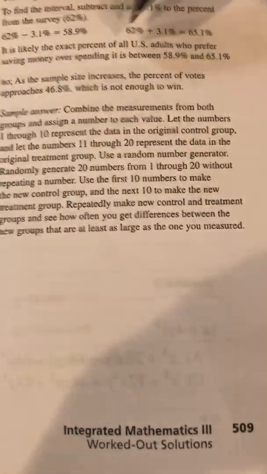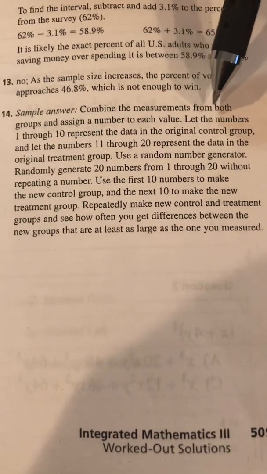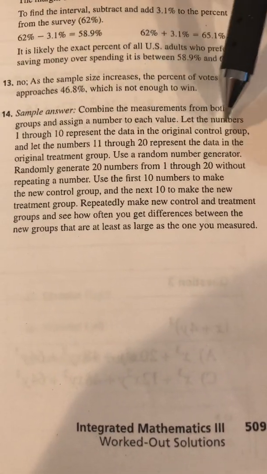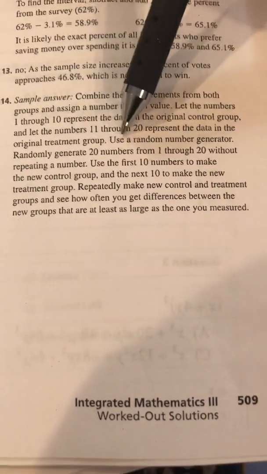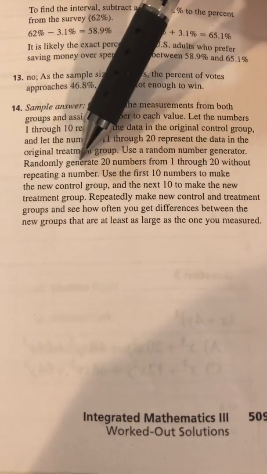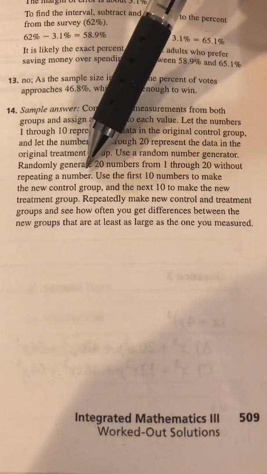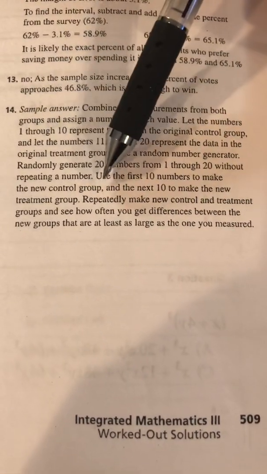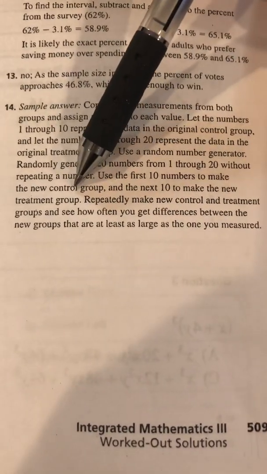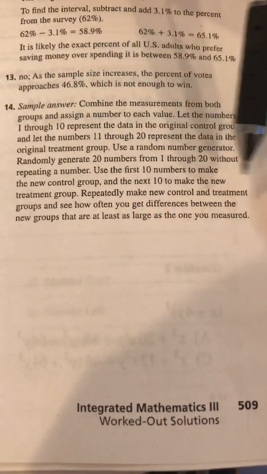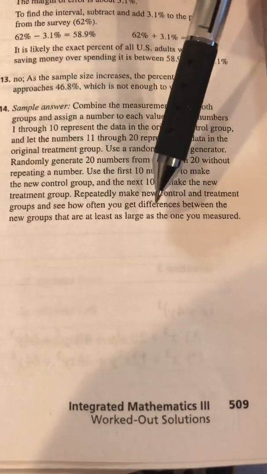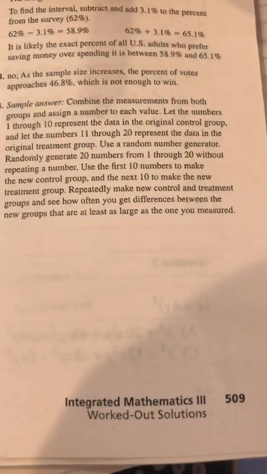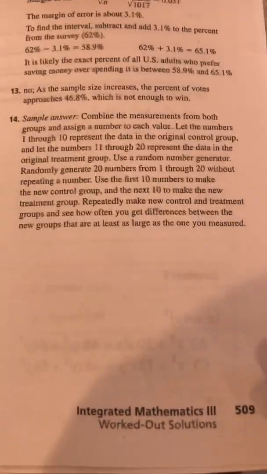And I'm just going to show you what they wrote. They said combine the measurements from both groups and assign a number to each value. Let the numbers 1 through 10 represent the data in the original control group, and let the numbers 11 through 20 represent the data in the original treatment group. Use a random number generator. Randomly generate 20 numbers, 1 through 20, without repeating a number. Use the first 10 numbers to make the new control group and the next 10 to make the new treatment group. Repeatedly make new control and new treatment groups, and see how often you get differences between the new groups that are at least as large as the one you measured. There you go, people.